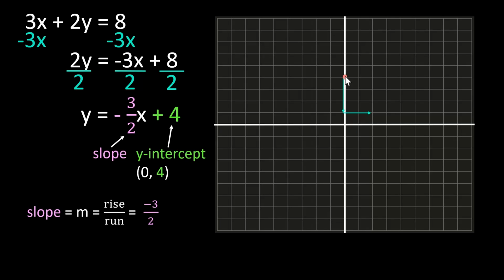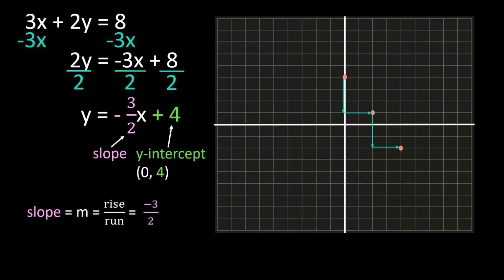So again, to place that next point, I'm going to start at my y-intercept 0, 4, and I'll go down 1, 2, 3, because my rise was negative 3, and then I'll go to the right 1, 2, because my run was 2, and that's where my second point will be. And I can place a third point in there as well. I'll do the same thing. I'll start with my rise of negative 3, so I'll go down 3, and my run of 2, and that's a positive 2, so I'll go to the right 2, and that's where another point on this line is going to be.